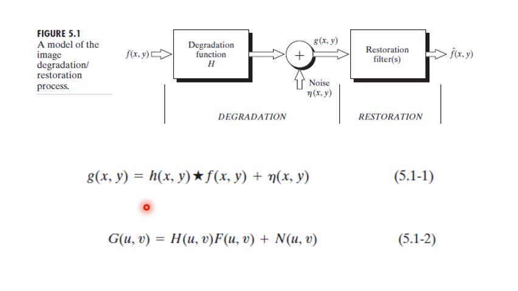As convolution is nothing but multiplication in the frequency domain, it can be represented as G of u comma v equals the product of H and F, plus the additive noise N of u comma v, where H, F and N are the Fourier representations of h, f and eta respectively. So basically the degraded image can be represented as a convolution of the original image and the degradation function, added with the additive noise eta of x comma y. These two equations will form the basis for the image restoration process in the future.